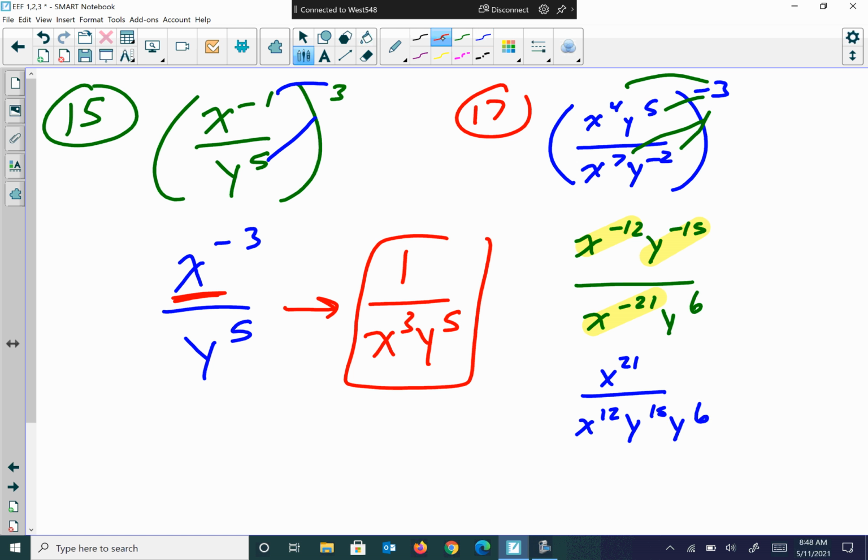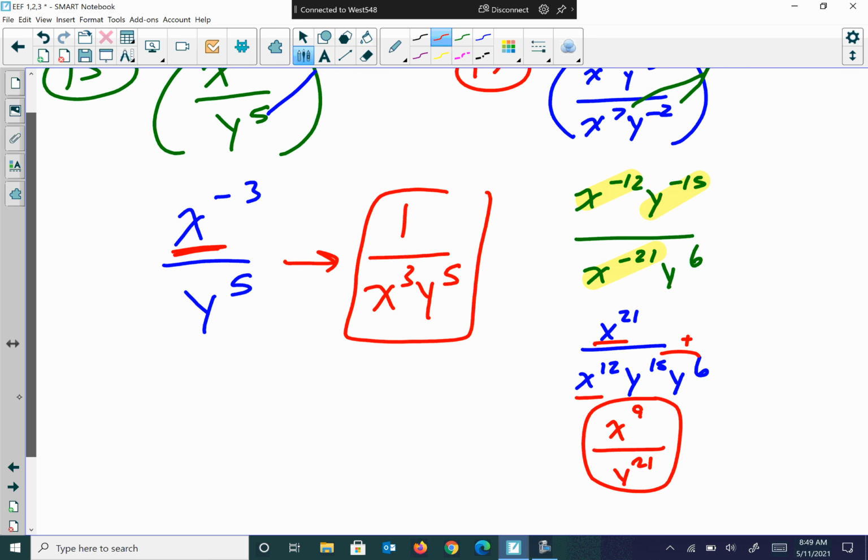Well, I could do a tug of war with the x's. Who wins, top or bottom? Top by 9. Top by 9. What do I do with the y's on the bottom? I just add them. Those are just added together, so I get y to the 21st power. Is that okay, my friends?